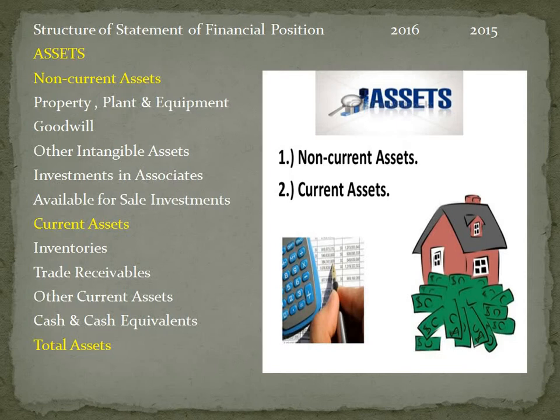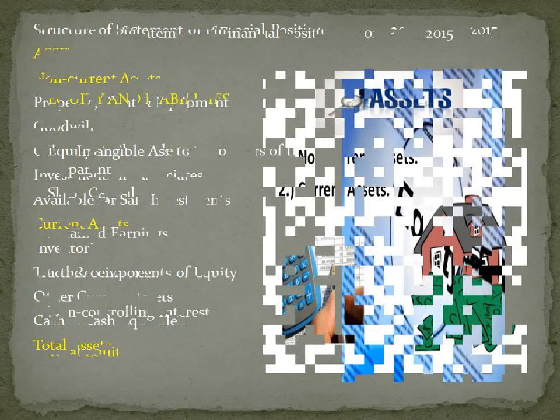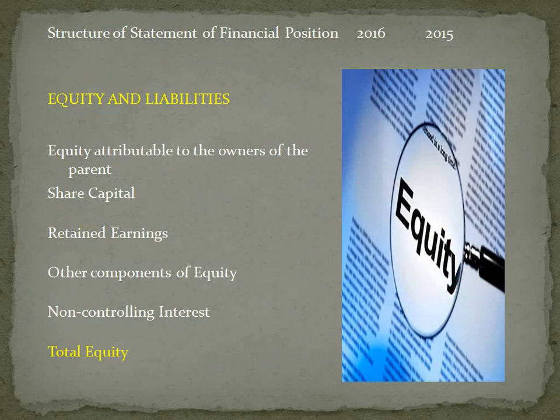Coming to current assets: inventories, trade receivables, other current assets, cash and cash equivalents. Examples of current assets are closing stock, sundry debtors, other short-term provisions, and bank account and cash account. Under equity, we have share capital, retained earnings, other components of equity, and non-controlling interest.